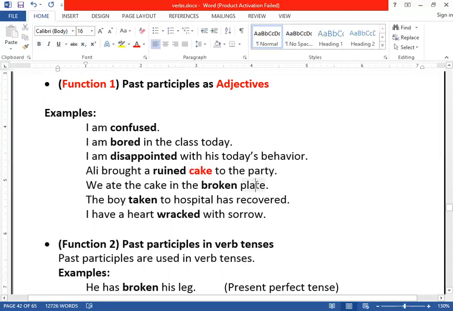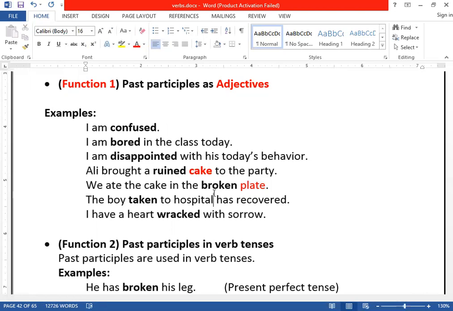For example, a broken plate. Plate is a noun. Broken what? We ate the cake on the broken plate. Broken is which form of the verb? Participle. Past participle, the third form of the verb.